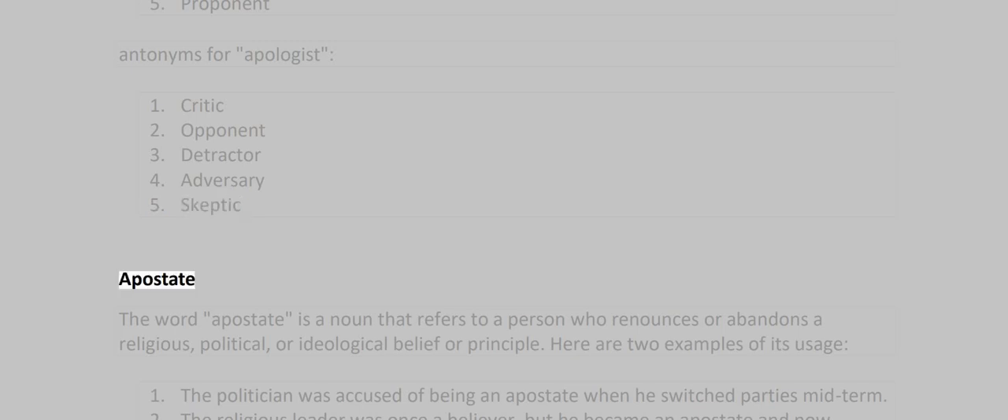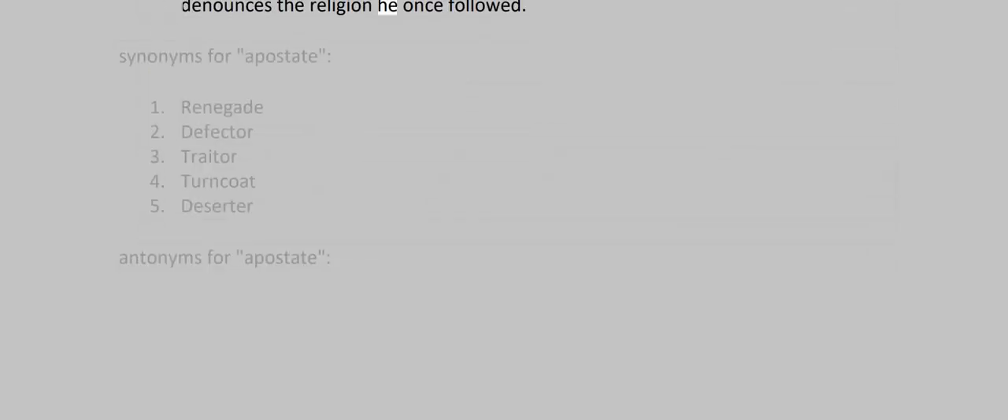Apostate. The word apostate is a noun that refers to a person who renounces or abandons a religious, political, or ideological belief or principle. Here are two examples of its usage. 1. The politician was accused of being an apostate when he switched parties midterm. 2. The religious leader was once a believer, but he became an apostate and now denounces the religion he once followed.